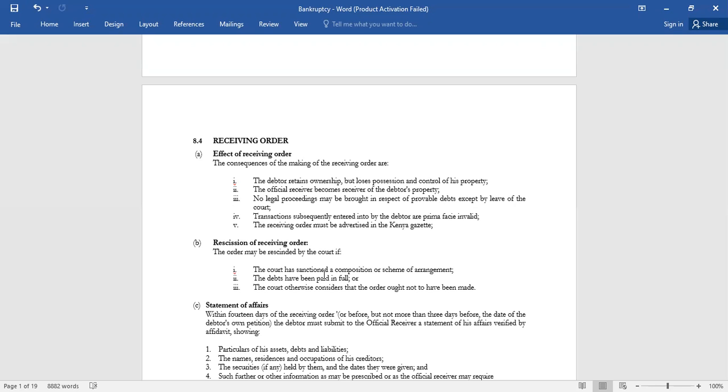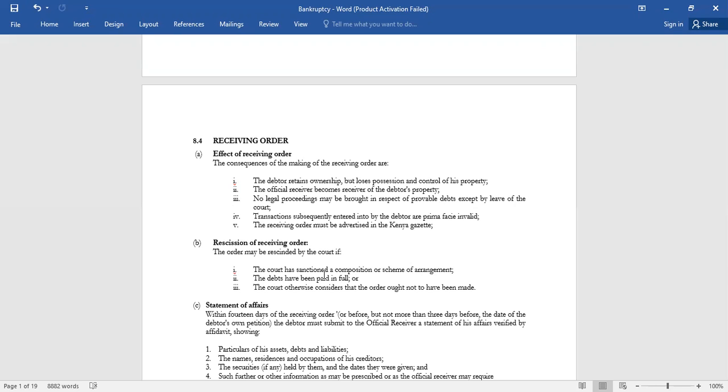So the receiving order must be advertised in the Kenyan Gazette. Some people are asking who will foot the cost. Of course, we intend that if you are unable to pay, we are going to attach the property that the OR is administering, and whatever the proceeds, some of it will go towards the expenses of doing the gazettement.